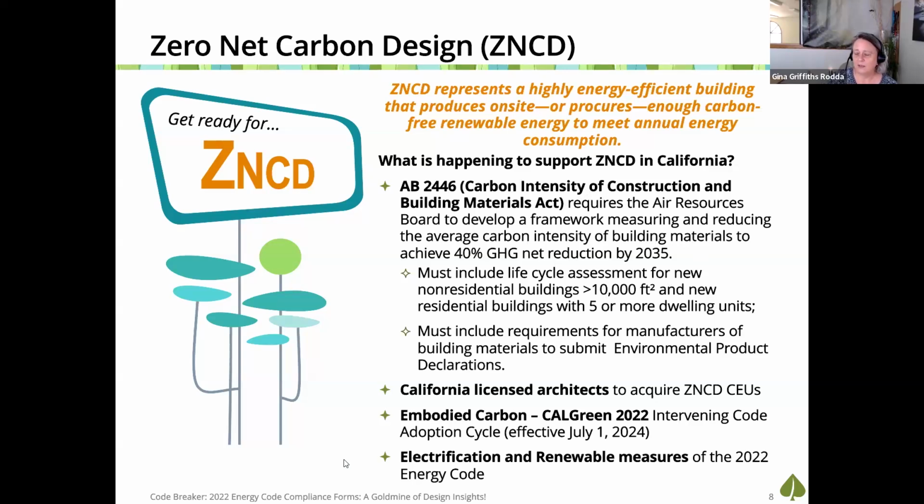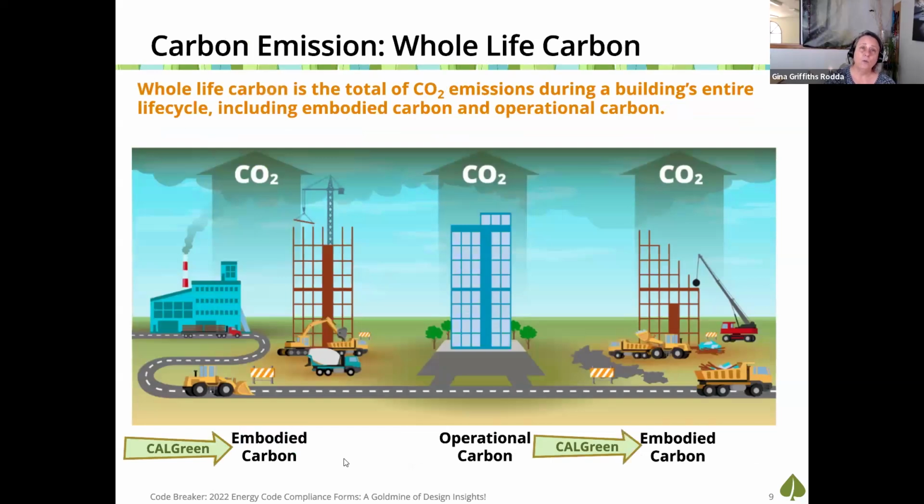It'll be even more robust in 2028 as we meet this future goal of 2035 of having a 40% reduction in greenhouse gases. When we talk carbon, there's different parts of carbon. We have the embodied carbon associated with the materials that we're using and what it takes to get that material on site and its impact. That is covered under the CalGreen Title 24 Part 11 requirements of the building code.